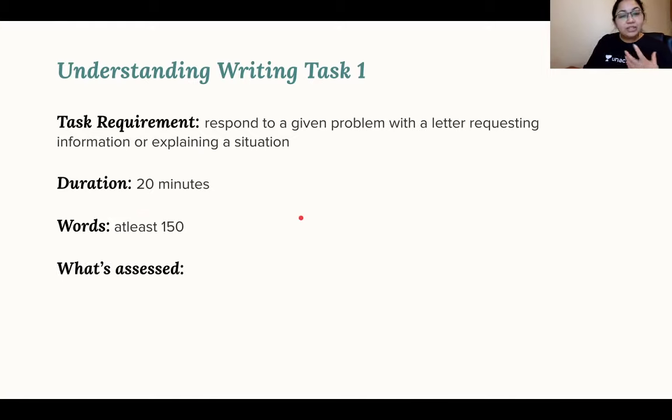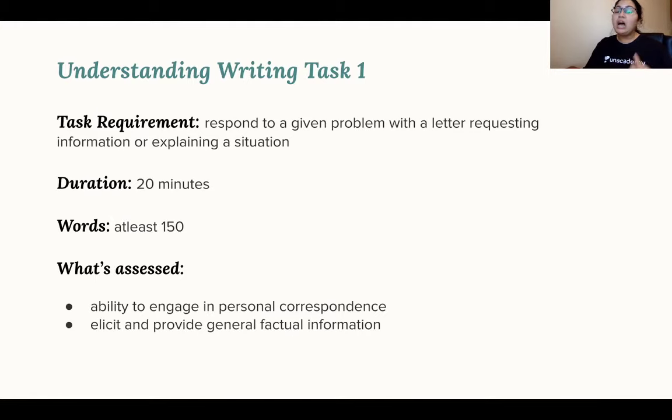Now, to understand the reason why you're writing a letter, we have to see what is assessed. What's the point? Why are they even asking you to do letter writing? Letter writing is given because they want to see how well you're able to engage in personal correspondence. How well are you able to talk to a person when you are going one-on-one? Are you able to provide any facts or any general information that's given in the letter? And how well are you able to cohesively put things together and develop based on facts given there?